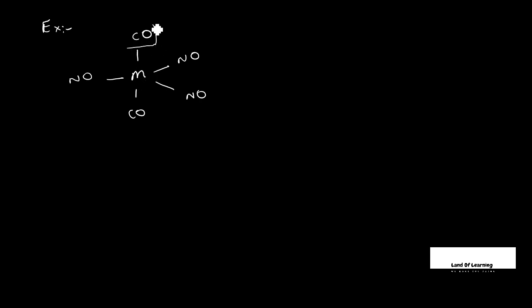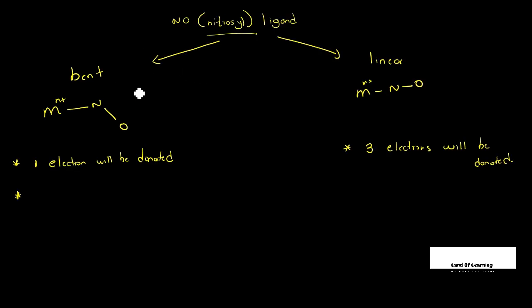For example, there is a carbonyl. Carbonyl removes as a neutral compound, so there will be no charge left behind. When it comes to nitrosyl, there are two modes of connection, so each mode will act independently based on this oxidation charge contribution.